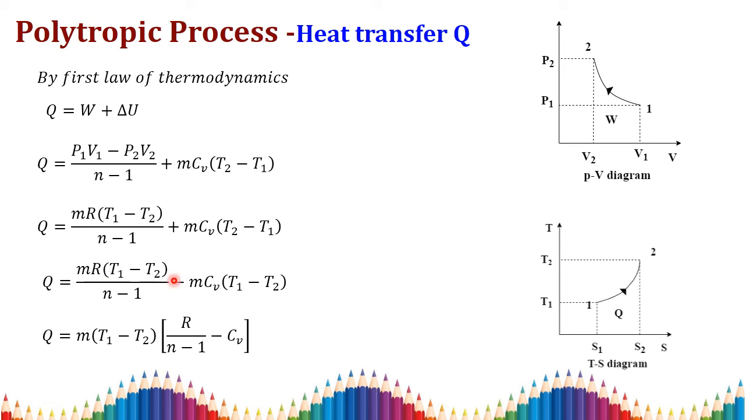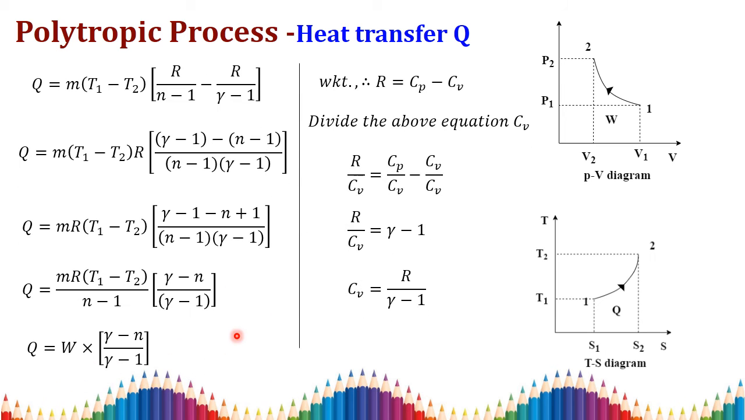In the next step, the first term has m and (T1 minus T2) and the second term has m and (T1 minus T2), which are common. Take them outside. The remaining term will be R by (n minus 1) minus Cv. The next step, I am going to find this Cv and substitute in this equation. That is R is equal to Cp minus Cv. So divide this whole equation by Cv. You will get R by Cv equal to Cp by Cv minus Cv by Cv. As we know, Cp by Cv is your specific heat ratio, that is gamma.